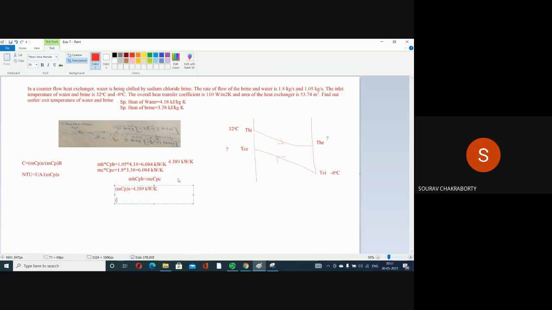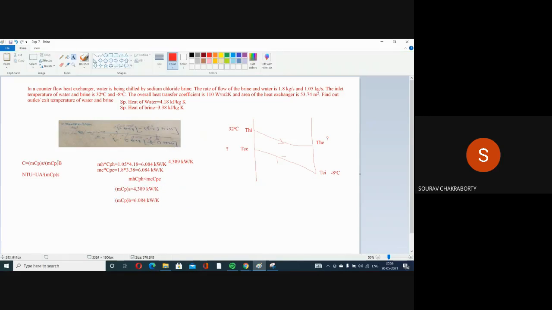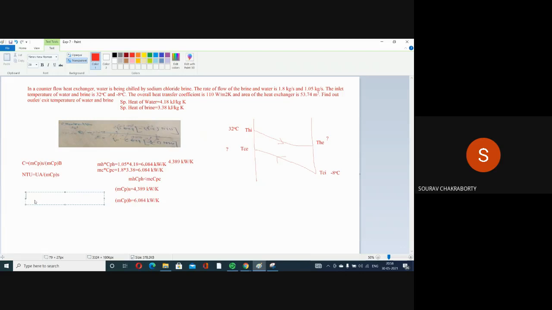And then MCPB we can write down, this one is 6.084 kilowatt per Kelvin. So we'll put down the value here. This will be small v actually. If we put down the value from here, the value of C we can obtain as 0.72.